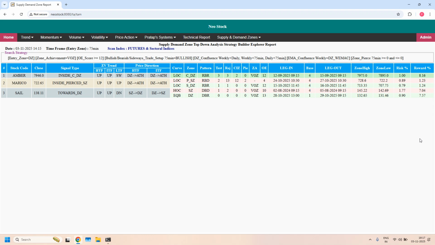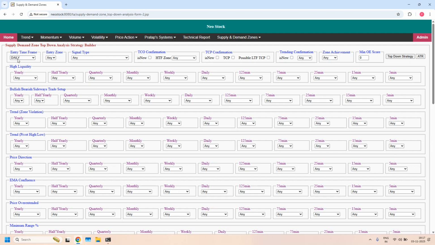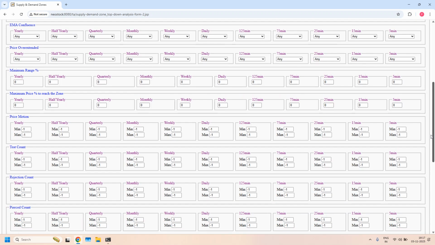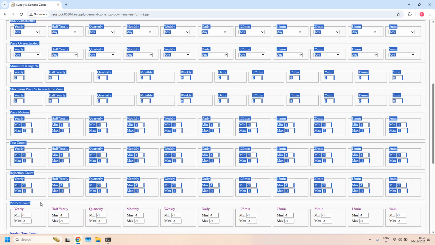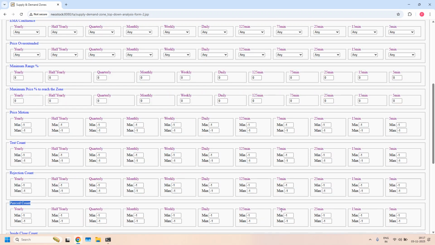So this is the bullish trade setup for weekly income trade. Next, the bearish trade setup for weekly income trade. The entry zone is the 75 minute supply zone. Here I select bearish, zone achievement VOZ, minimum odd enhanced score 12, and the 75 minute supply zone should not be pierced. In the pierced count, 75 minutes time frame, minimum value 0, maximum value 0.